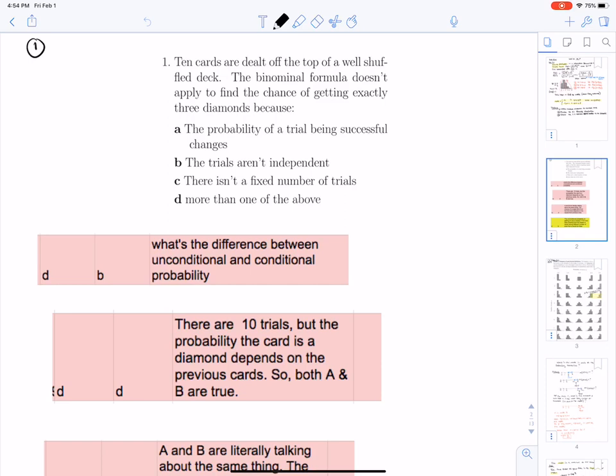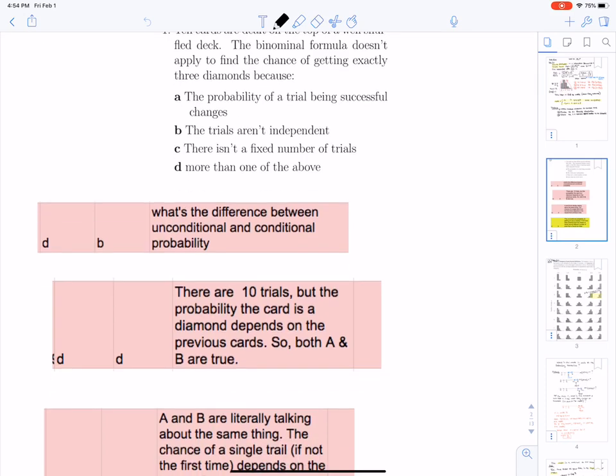So the answer here is that the trials aren't independent, but there was some confusion about the difference between unconditional and conditional probabilities. So just remember that, let's say the trial that your second card is a diamond. That unconditional probability has no dependence on what the first card or any of the other cards are. So the chance that the second card is a diamond, there are 13 diamonds in the deck, so it's 13 out of 52, or 1/4. So that is an unconditional probability.